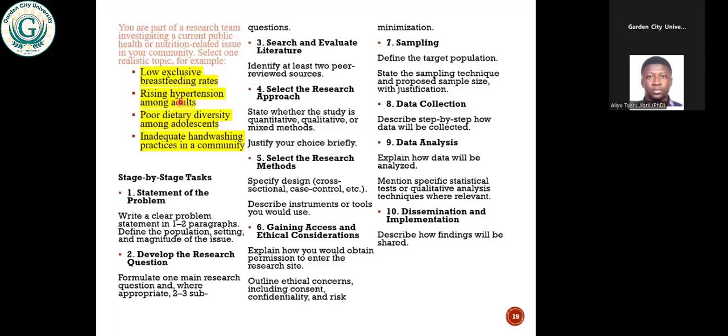Based on any of the examples that you select, so if you select low exclusive breastfeeding rates, that is your hypothetical topic. Based on this particular topic that you selected, we will need you to go through all the 10 stages of the research process by stating your problem statement, developing research questions, all the way to how you will disseminate your findings. That is the question. Is it clear now? Is it clear now?